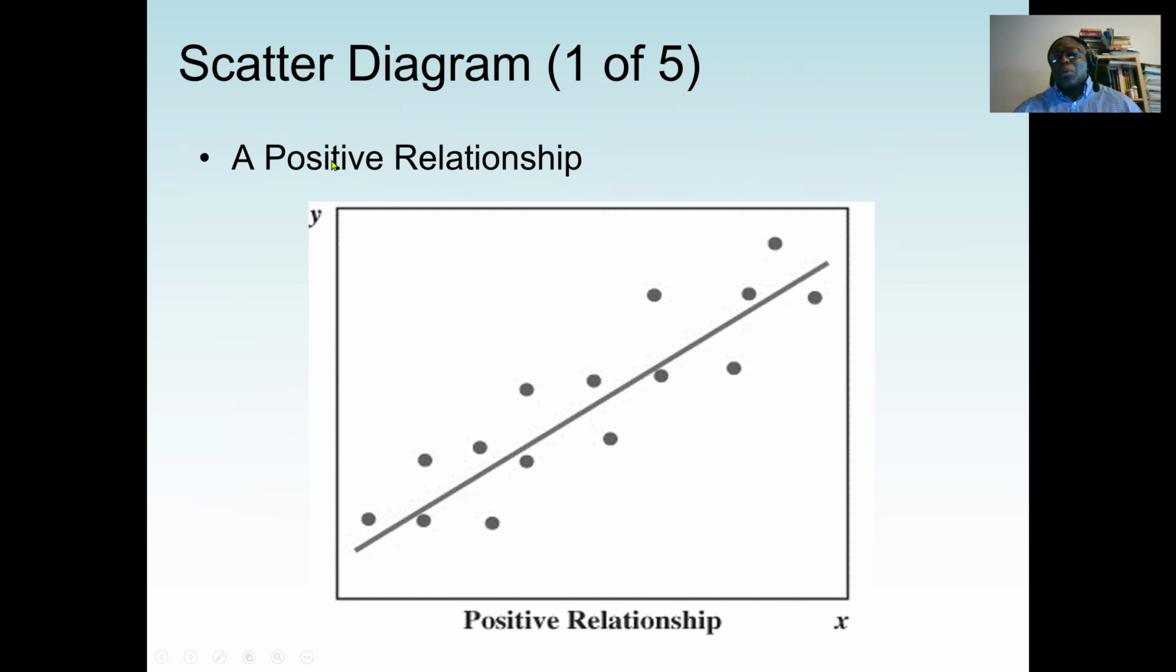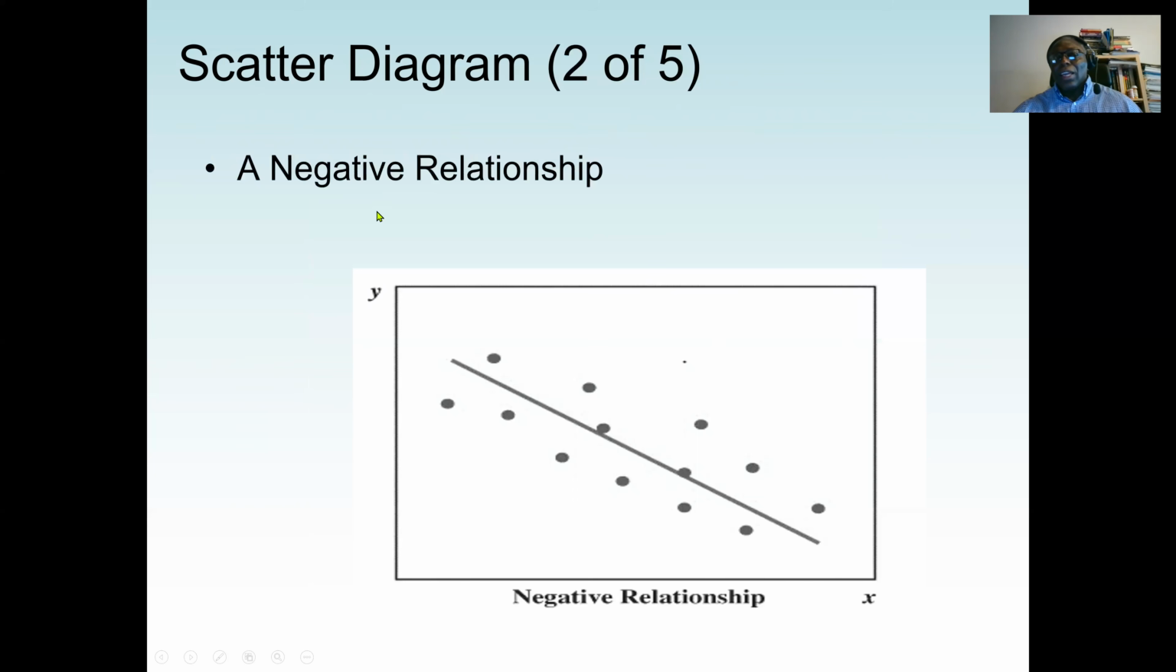So this is called a positive relationship, which means, let's say my total expenses is X and my revenue is Y. So this means I have increasing relationship. The more money I spend on commercial advertisement, the more revenue I'm going to generate.